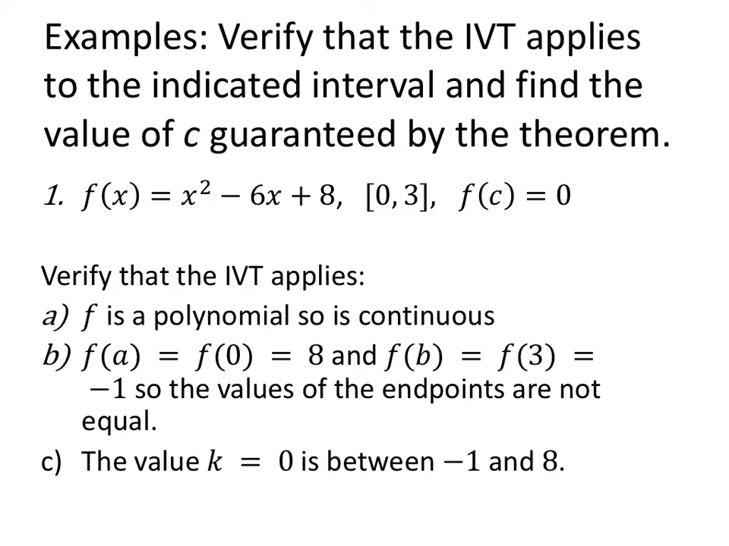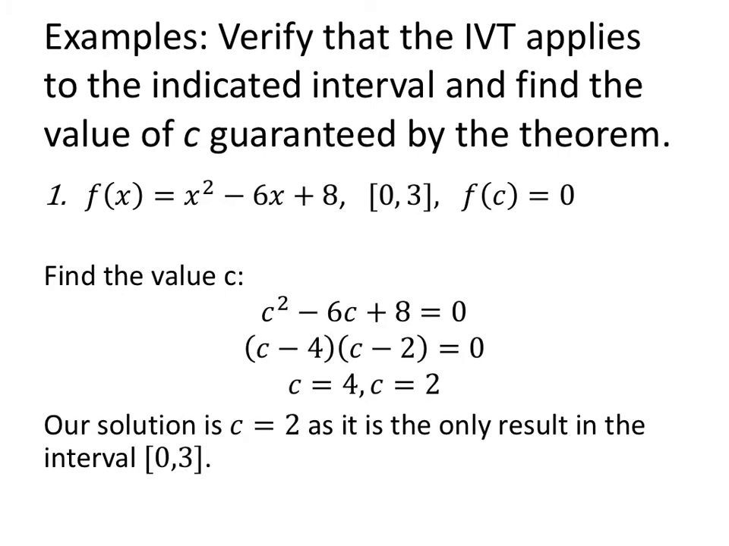So first we're going to verify that the intermediate value theorem applies. We have to make sure that f is a continuous function, but f is a polynomial, so we know it's continuous. We find f of a, f of the left endpoint, f of 0 gives me 8. f of b, f evaluated at the right endpoint, f of 3, gives me a value of -1. So the values at the endpoints are not equal. That's fantastic. We know that the value k that we're looking for is between -1 and 8, so all the conditions of the intermediate value theorem are met, and we can find this particular value c.